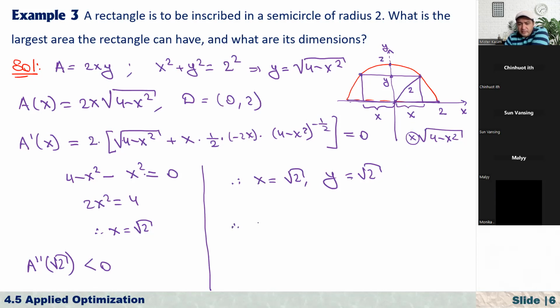So then what's our answer? The length of the rectangle must be 2 times square root of 2, and its width must be square root of 2.